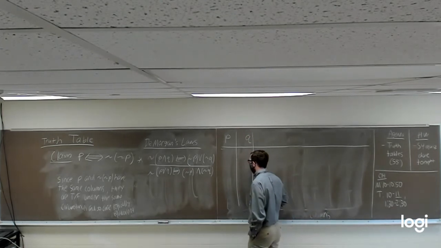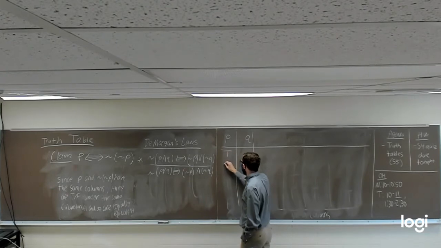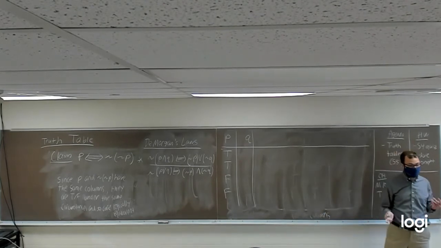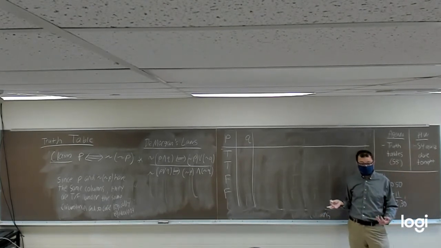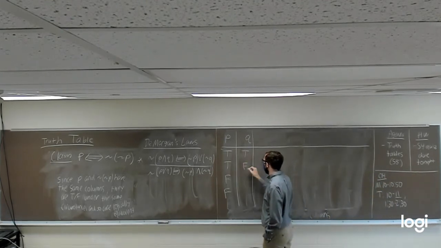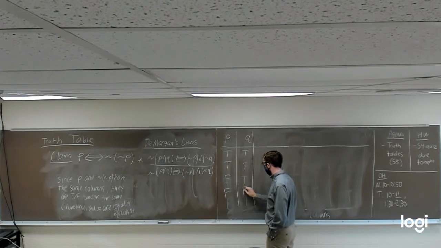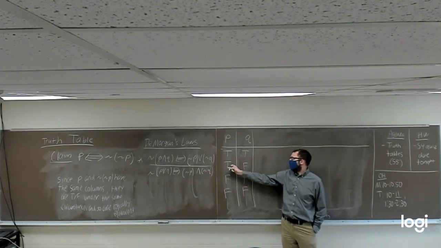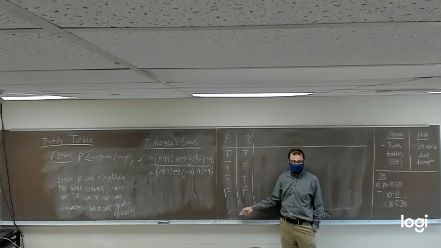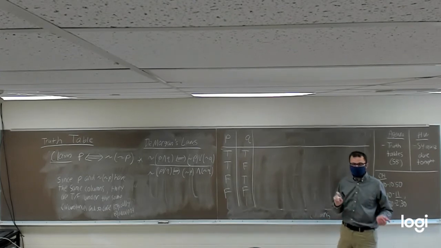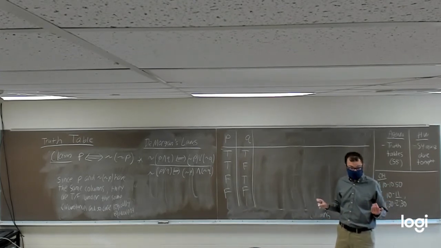Those will be our default columns. And as always, whenever we have columns for two different statements, P and Q, that are both default statements, we need to consider all the possibilities for which one is true and the other is false. I like to do that this way, starting off with both true, then just P true, then just Q true, then both false. That gives us all four possibilities for the two individual statements being true or false.